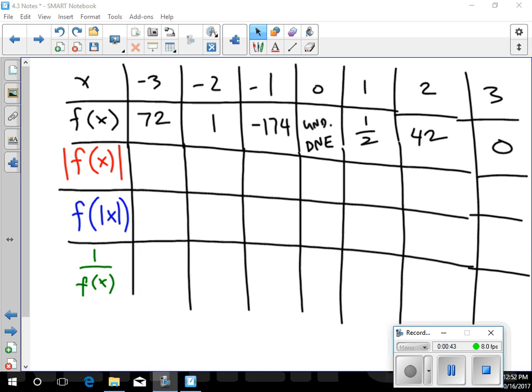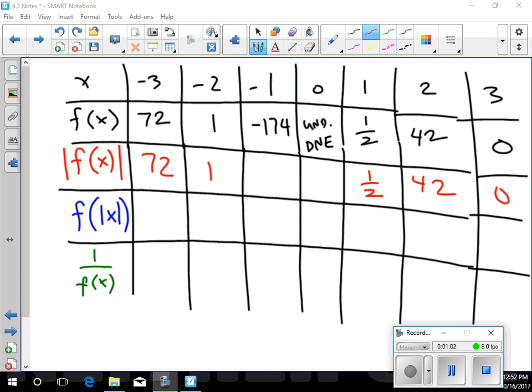So what would happen if I take the absolute value of f of x, the entire function? Well, that takes all outputs and does what to them? Makes them positive. So if they're already positive, it keeps them the same. Does anything change with an undefined value? No. The absolute value of an undefined value is still undefined, or does not exist. But this value, -174, becomes +174.